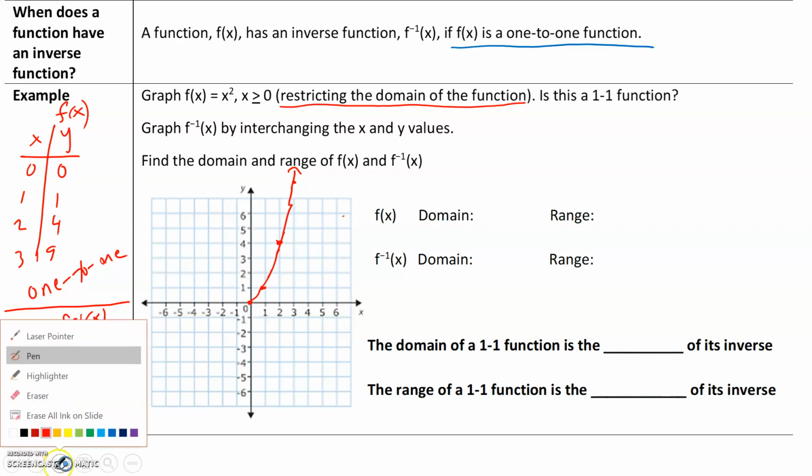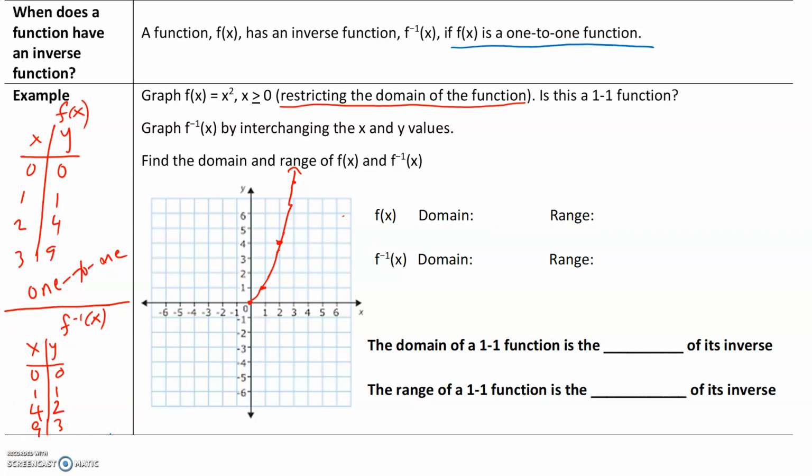So in blue, I'm going to graph the inverse function. So that's (0, 0). I have (1, 1). I have (4, 2). And then I have (9, 3). Now take a look. This actually is a one-to-one function because it passes both the horizontal and the vertical line test.